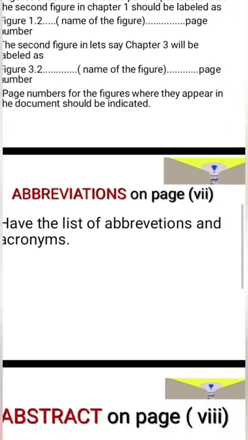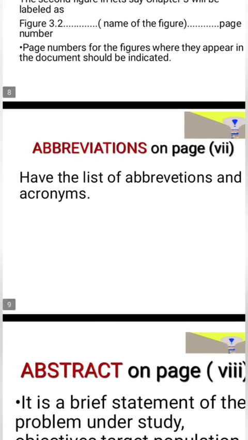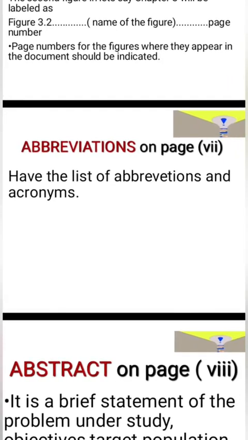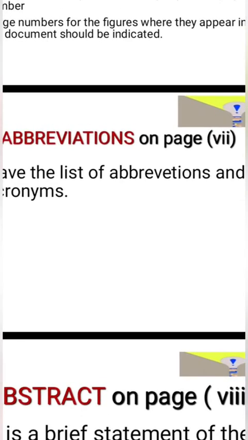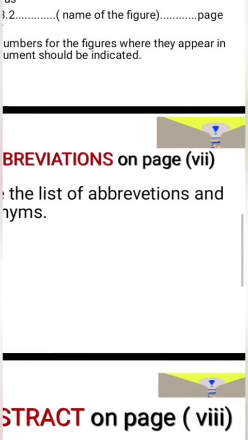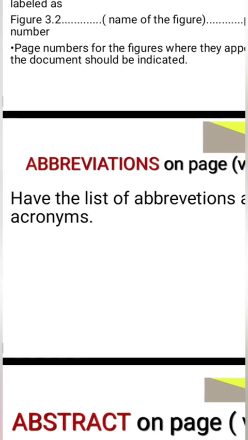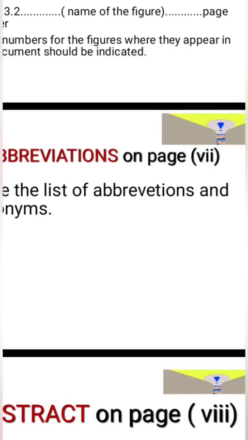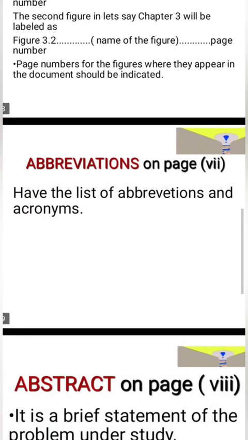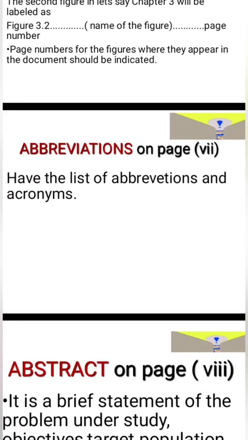Then we have the abbreviations, and this one is on page 7 of the Roman. Abbreviations is just a list of terminologies, maybe definitions. We can have definitions of terms that you think it's good to define for our reader to understand better. If you have acronyms or abbreviations of specific places, areas, this should come under the abbreviations page on page number 7. So this is just a list.